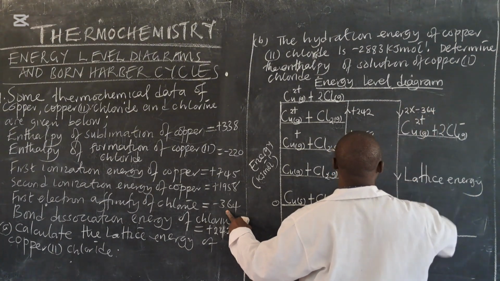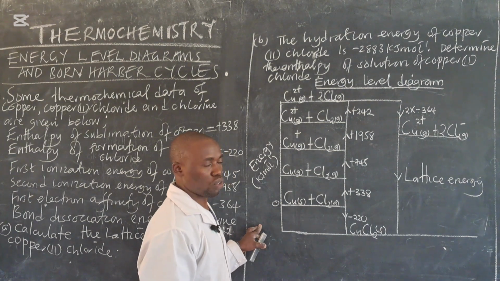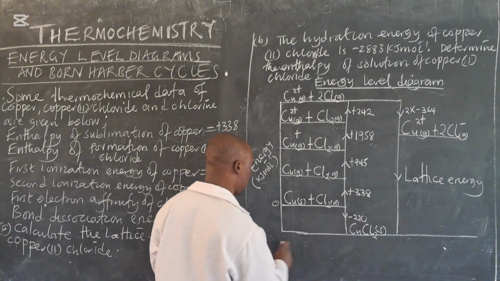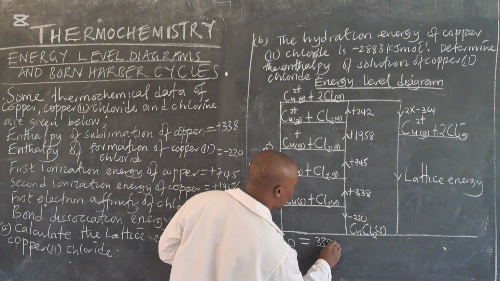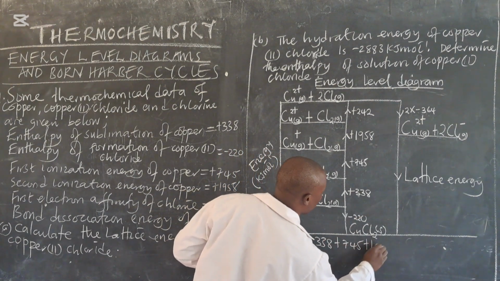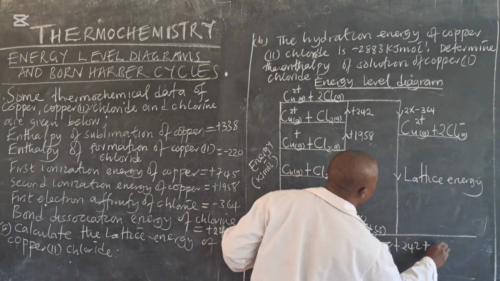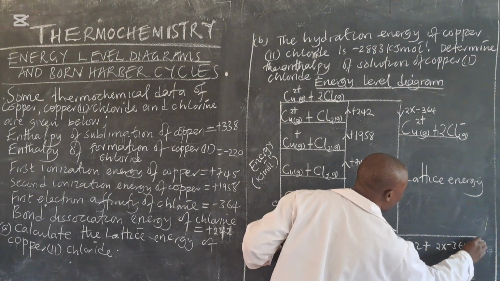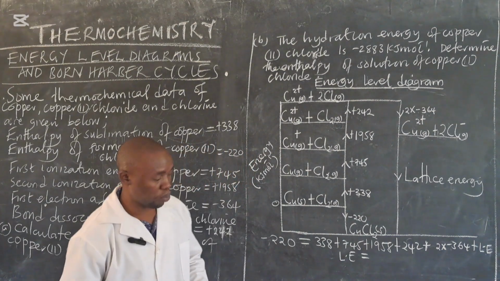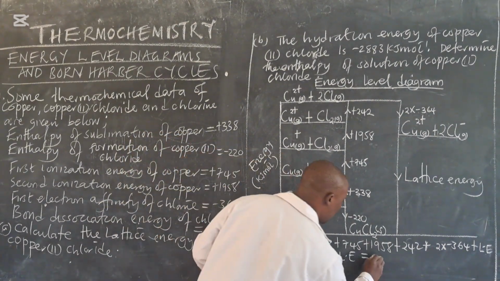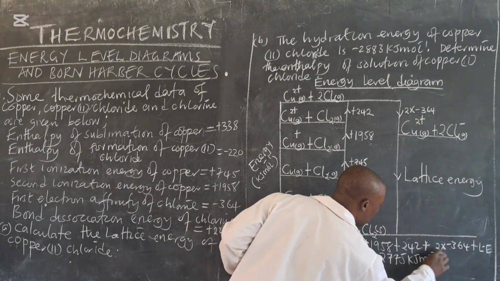Negative 364. So we can now look at all arrows going in one direction are equal to those going in the opposite direction. So I have this negative 220 is equal to this value 338 plus 745 plus 1958 plus 242 plus 2 times negative 364 plus lattice energy here. So we make lattice energy the subject. So put it in the calculator. So this gives us negative 2775 kilojoules per mole here.